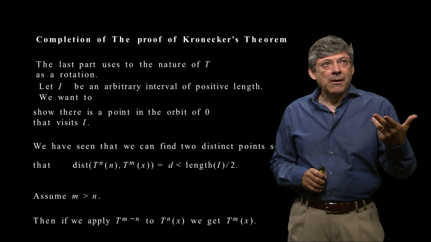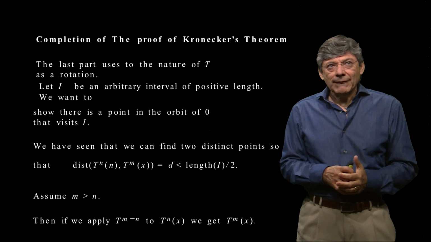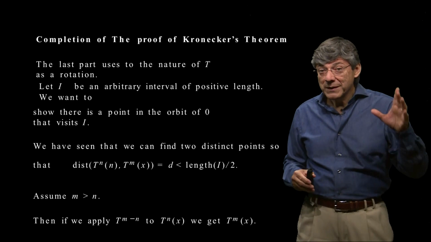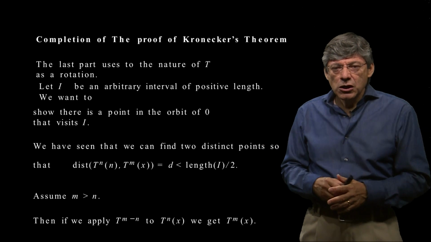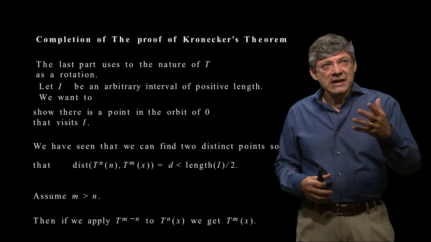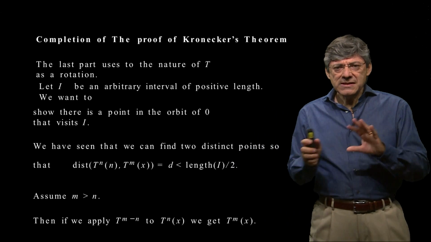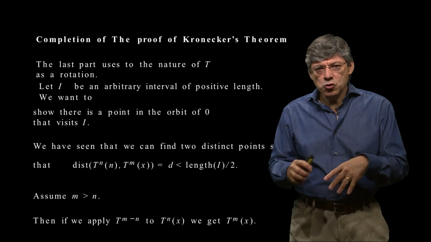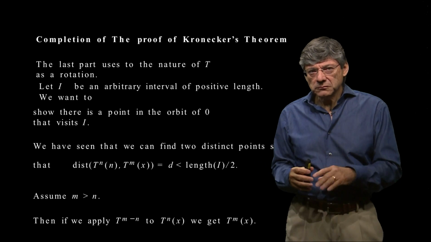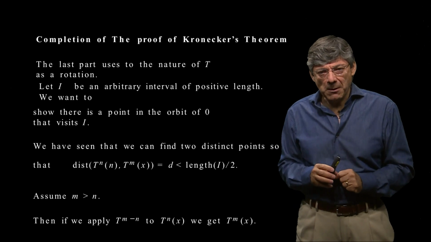Suppose its length is positive. Now we want to show that there's a point on the orbit that visits that interval. We know from the first part that we can find two distinct points in the orbit whose distance is as small as you wish. Let's make that epsilon be the length of the interval divided by 2. This just helps to visualize a little bit more. We could make an argument making that distance be less than the length of the interval, so there's a little bit of arbitrariness there just to make the picture easier to think about.